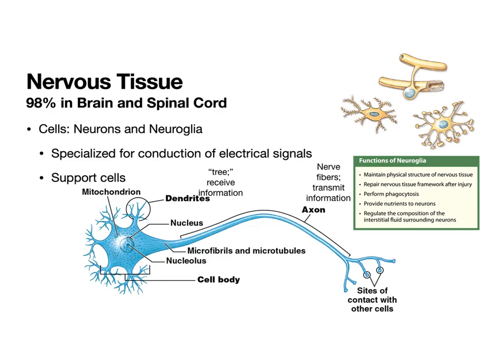Then we have our nervous tissue. 98% of our nervous tissue is found in our brain and our spinal cord. The cells of our nervous tissue are called neurons and neuroglia. They are specialized for conduction of the electrical signals, and they are supporting cells.